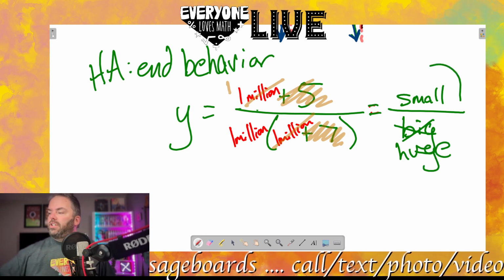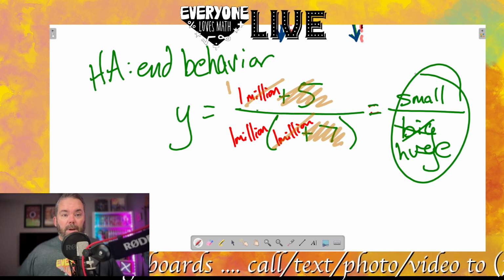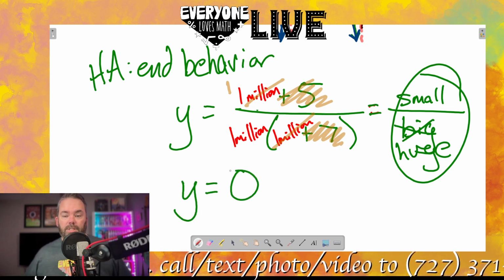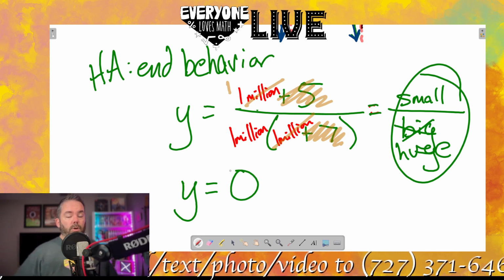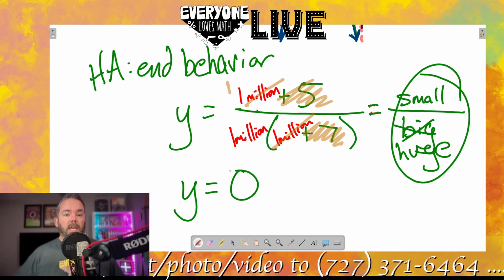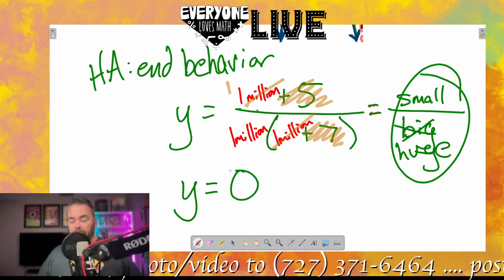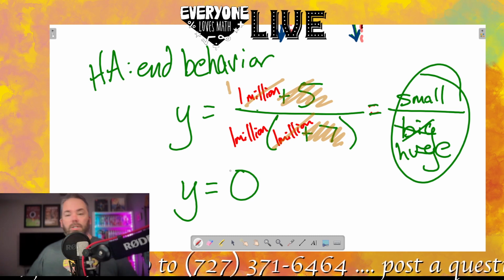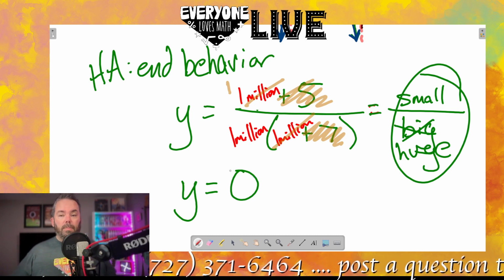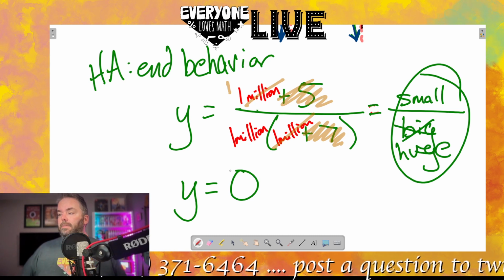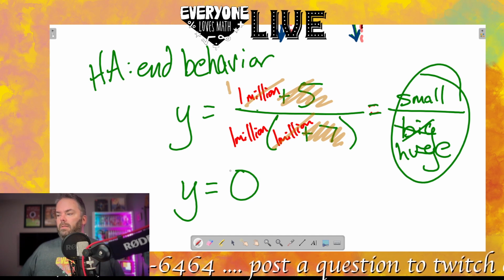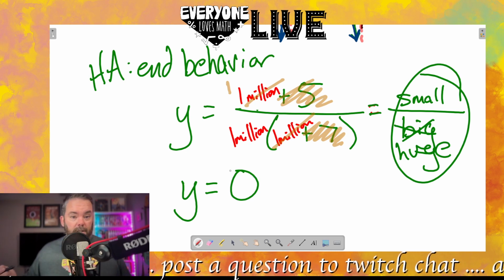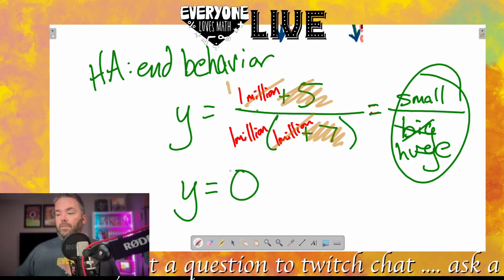And if you have a fraction that is a small number divided by a big number, that gets really close to 0. So in this problem, the end behavior is y equals 0. What we did was we just imagined very large numbers for x, and if we do that, then really we have the denominator way bigger. Whenever the denominator is way bigger, that means the fraction is 0.